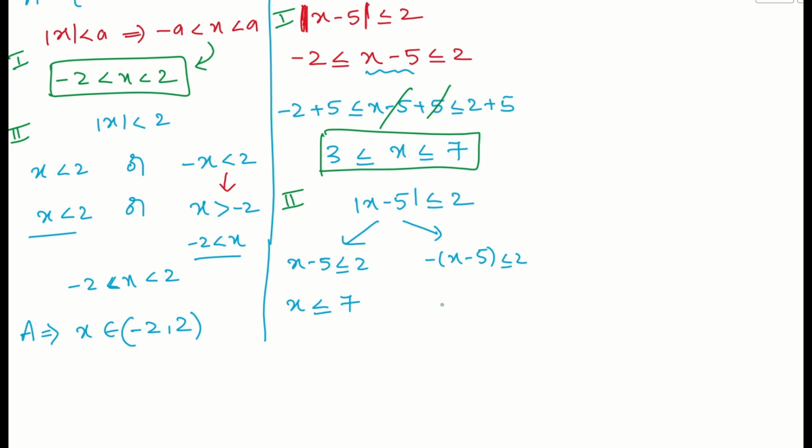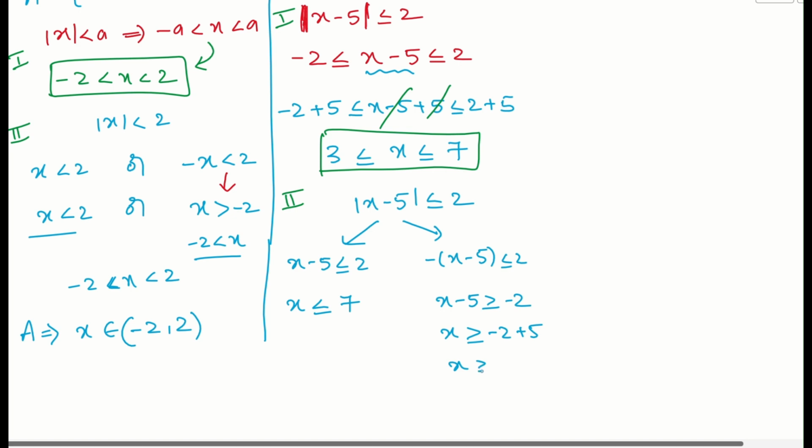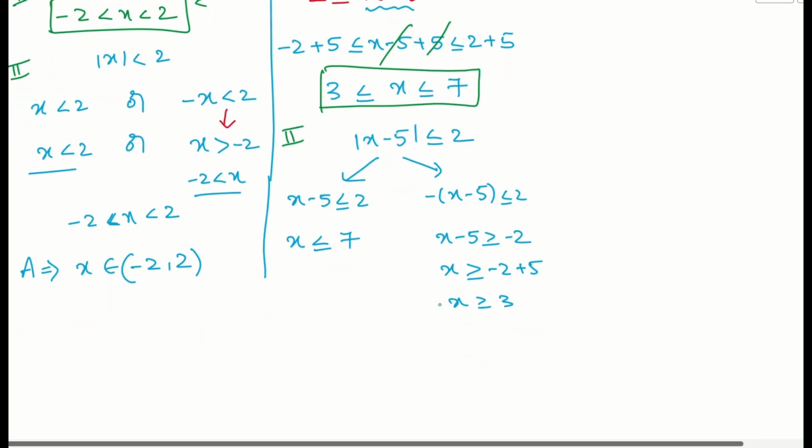Now you need to multiply by minus, which gives minus 5 is less than... the less than will change into greater than. This will be greater than or equal to negative 2. From this I can say x is greater than or equal to minus 2 plus 5, which means x is greater than or equal to 3. So the meaning here is 3 is less than or equal to x, less than or equal to 7.